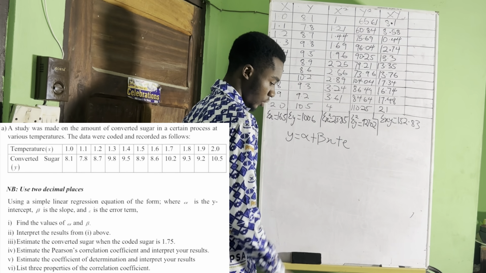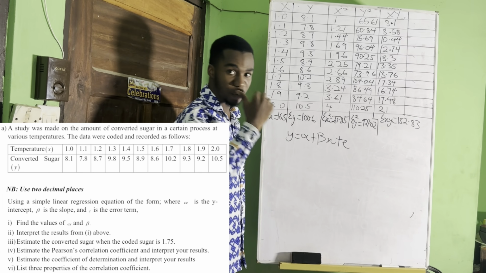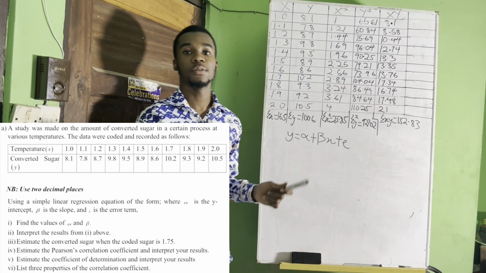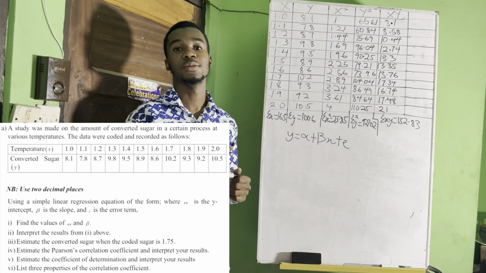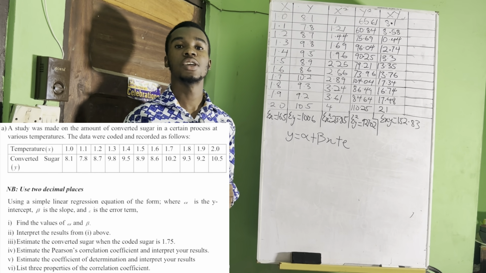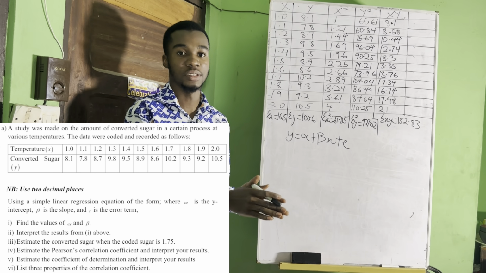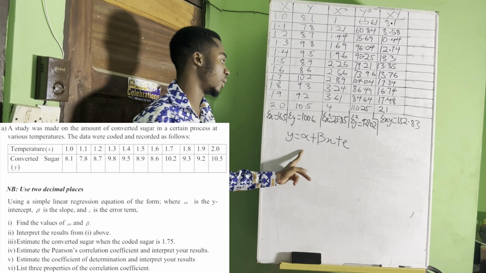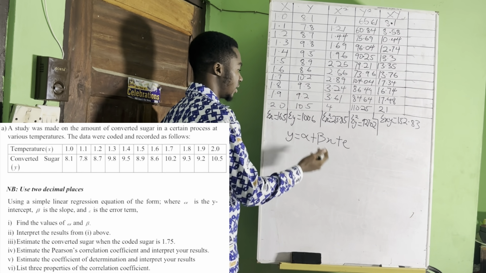So yeah. Okay, so the question says you should find the values of alpha and beta. Now put this in your head. If they ask you to find alpha and beta, you cannot find alpha without finding beta. You get it? So in other words, you have to find beta first before you can get your value for alpha. This is beta, this is alpha. So you have to find the beta first before you can find the alpha. You get it?